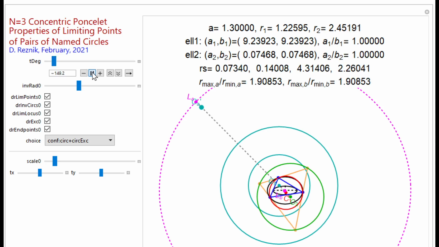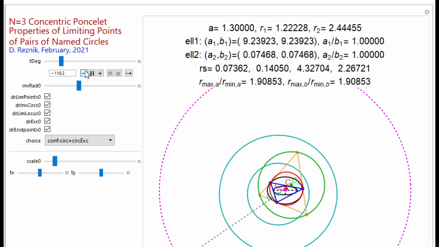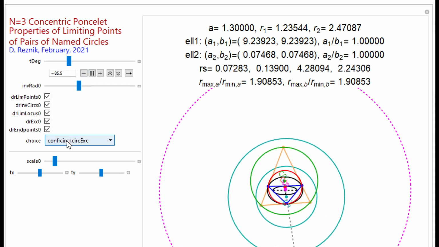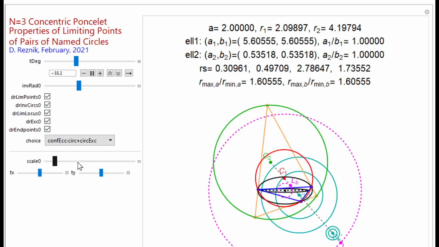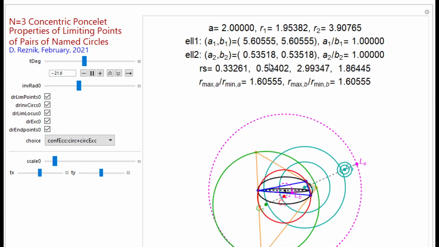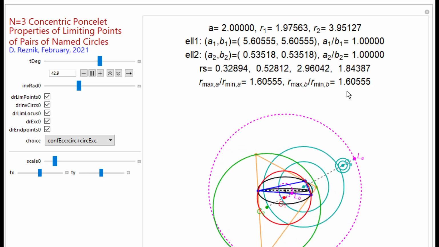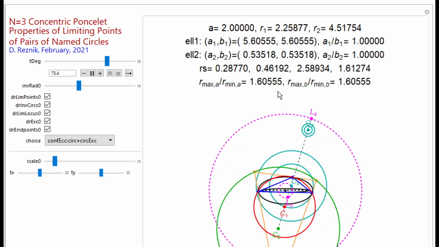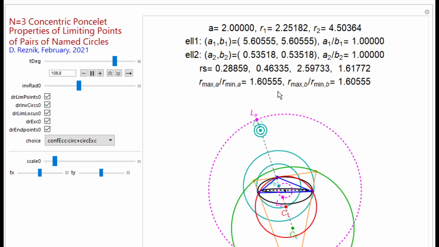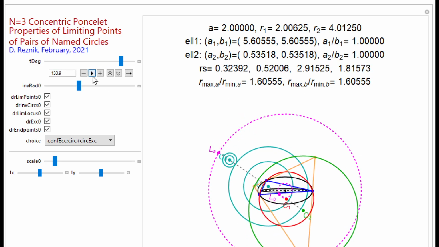The four concentric radii are all varying, be it on this less eccentric family, be it on the more eccentric family. However, the ratio is invariant, and both limiting points are moving along circles. Okay, so this is the first property that I wanted to show here. Let's go to a second property.